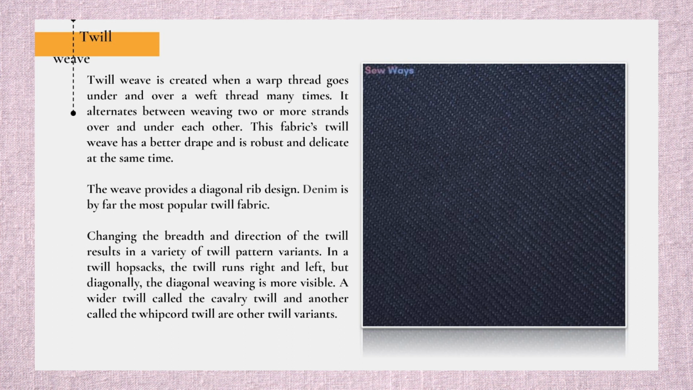In a twill, the twill runs right and left, but diagonally. The diagonal weaving is more visible. A wider twill called the cavalry twill and another called the whipcord twill are other twill variants.